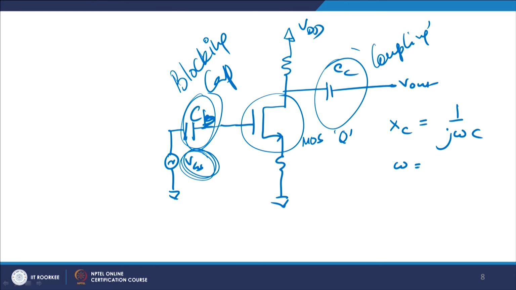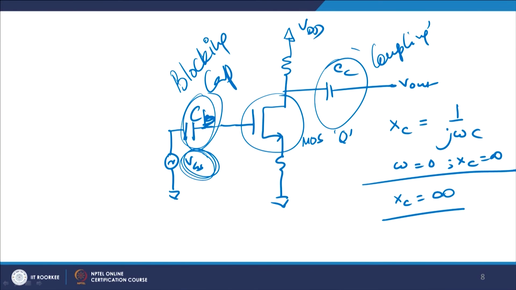So, when omega is 0, XC is infinity. Therefore, for a DC bias, which is omega equals 0, the capacitive impedance is infinity, and therefore it does not allow any DC source to go through here, and it looks very good.